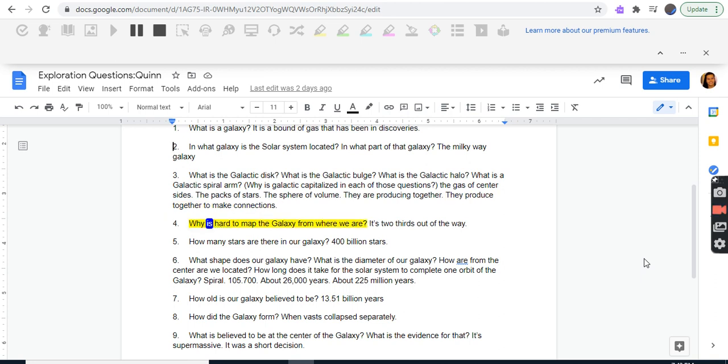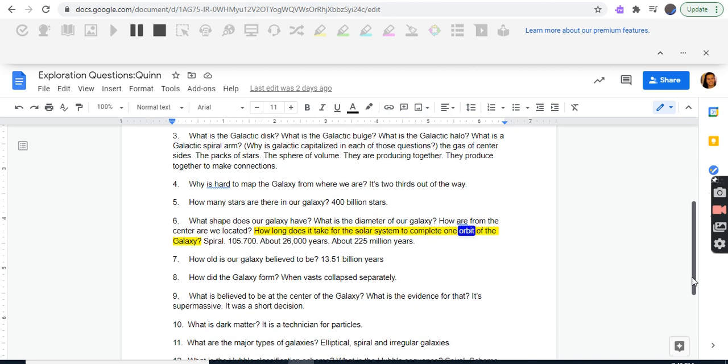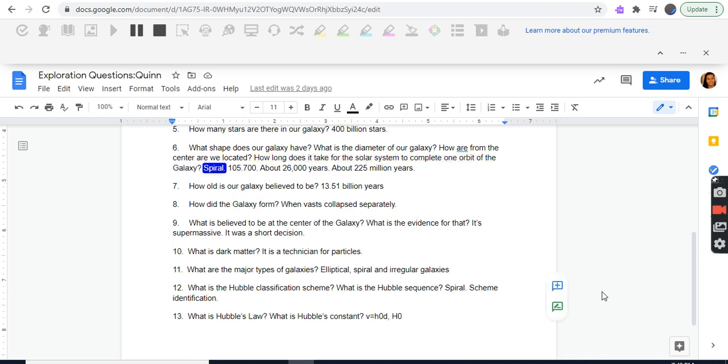4. Why is it hard to map the galaxy from where we are? It's 2/3 out of the way. 5. How many stars are there in our galaxy? 400 billion stars. 6. What shape does our galaxy have? What is the diameter of our galaxy? How far from the center are we located? How long does it take for the solar system to complete one orbit of the galaxy? It's kind of a lot. Spiral.